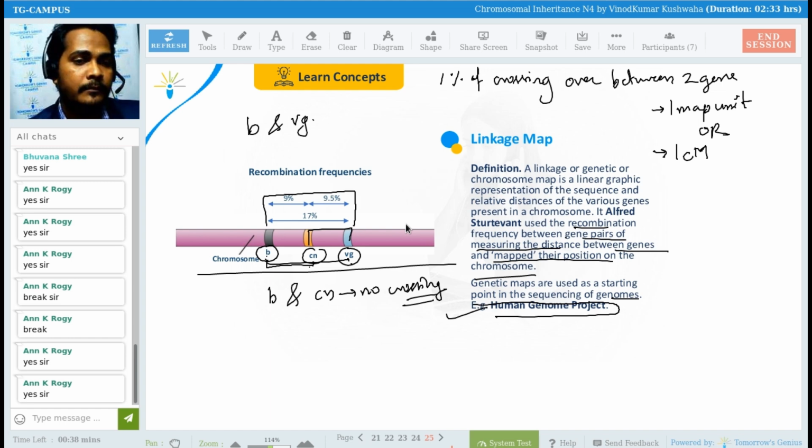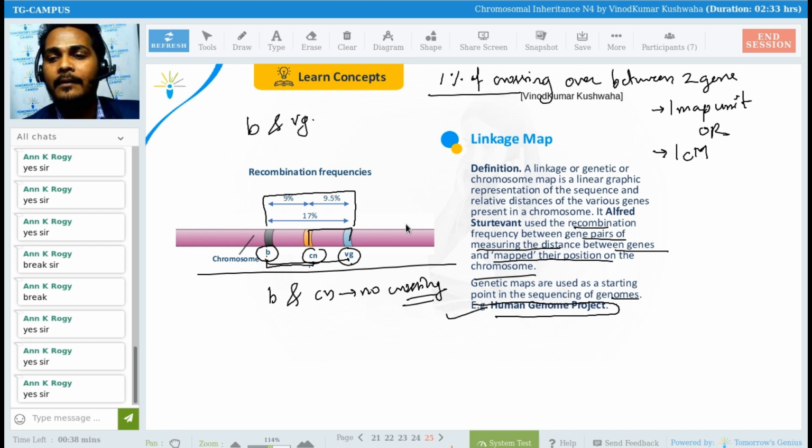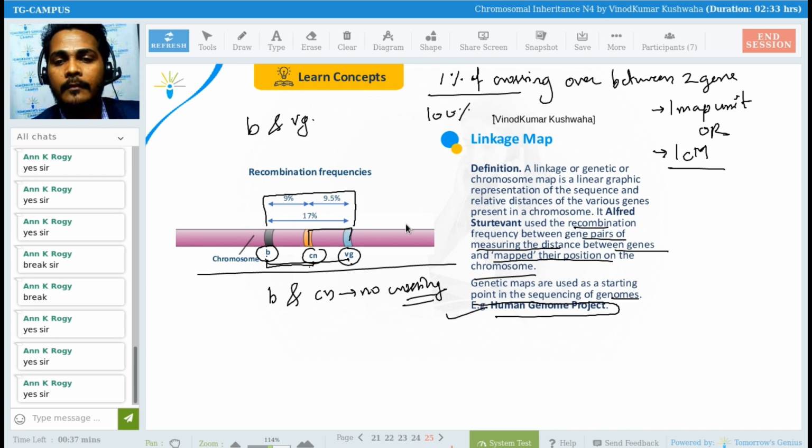Morgan, you know, T.H. Morgan. All of you know about T.H. Morgan? Yes or no? We have just studied the linkage and the relation between the linkage. So if there is 1% crossing over, that means 1 centimorgan. And if there is 100% crossing over, that is termed a complete Morgan. If there is 100%, then it is called only Morgan.